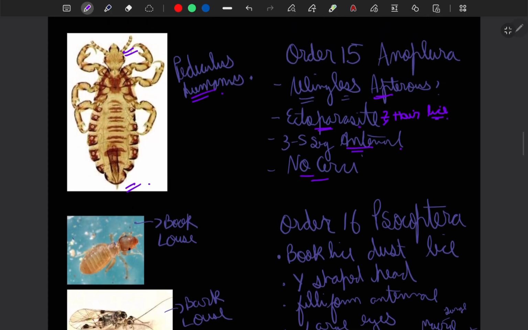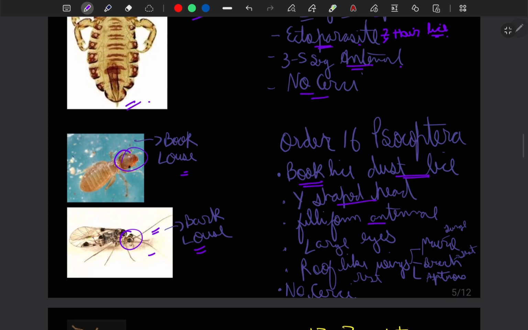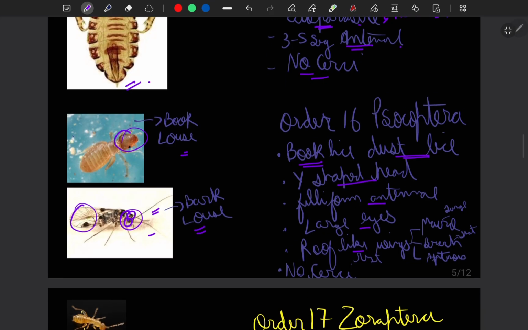The next order is Psocoptera. Psocoptera consists of book lice and dust lice. They have a Y-shaped head and filiform antennae. They have large eyes and also roof-like wings. See the roof-like structure of wings when they are at rest. They can be macropterous, brachypterous or apterous. They have no cirri, clearly identified.